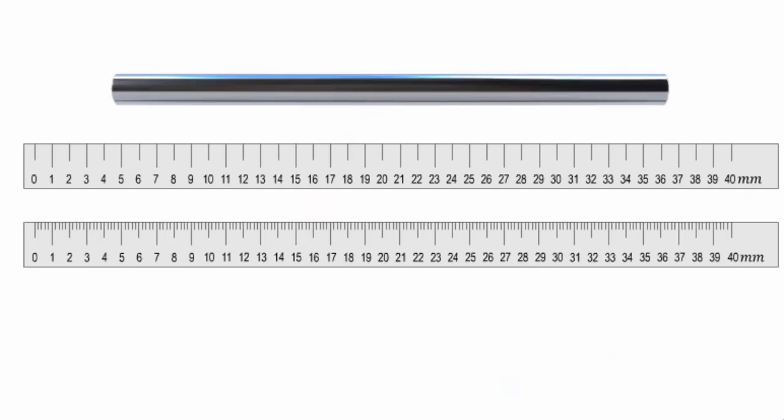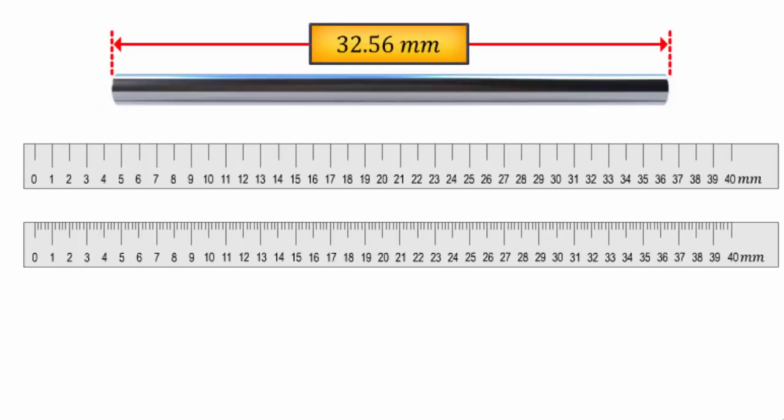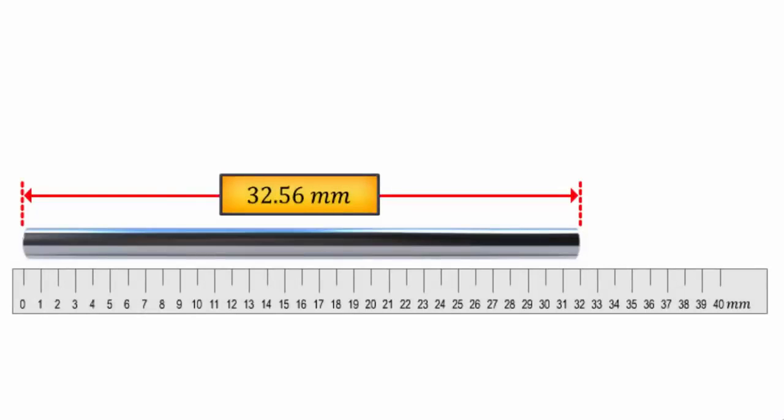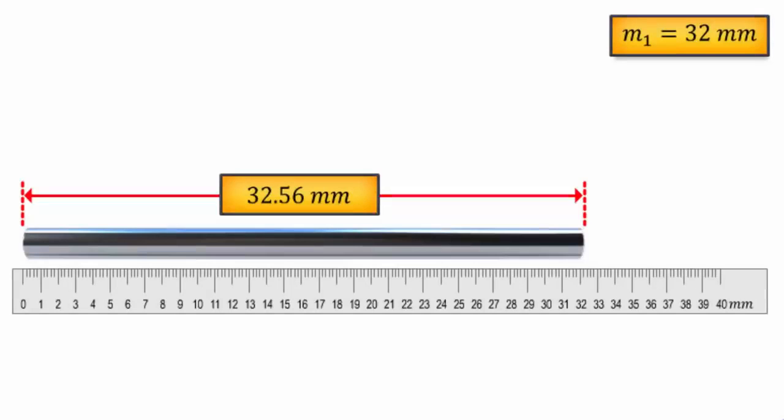Take, for example, an object whose absolute length is 32.56 mm is measured using 2 different instruments. Using the first instrument with a resolution of 1 mm, we obtain the measurement as 32 mm. Let us call this measurement M1. Using the second instrument, with a resolution of 0.1 mm, we obtain the measured value as 32.5 mm. Let us call this M2.